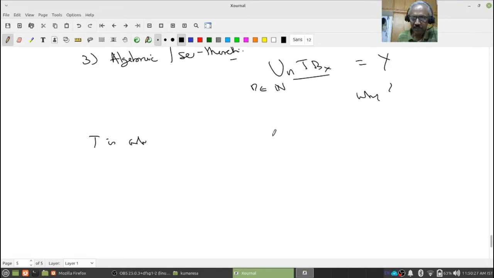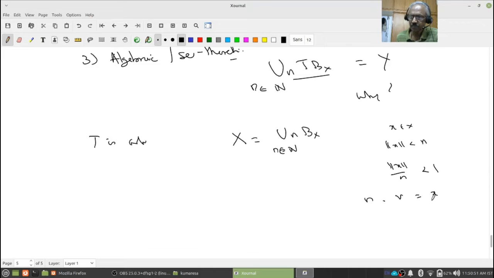First notice that X is the union of n times B_X, n over natural numbers. That is very clear, because you give me any x in X, then the norm of x must be, by the Archimedean property, less than n. Therefore the norm of x by n should be less than 1. Therefore n times the vector v is your x, where v is x by n.